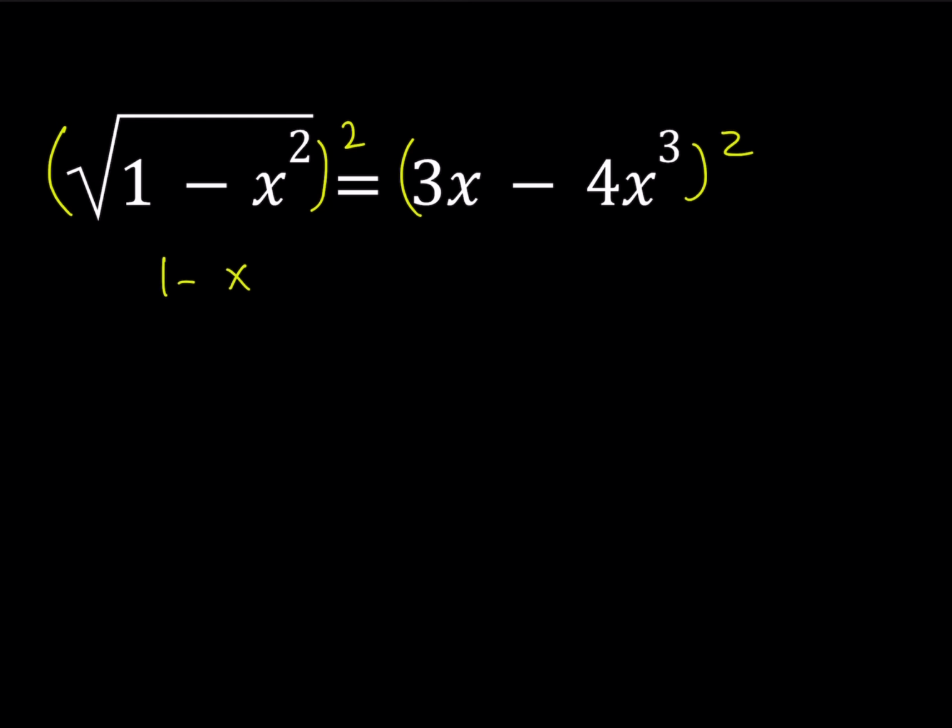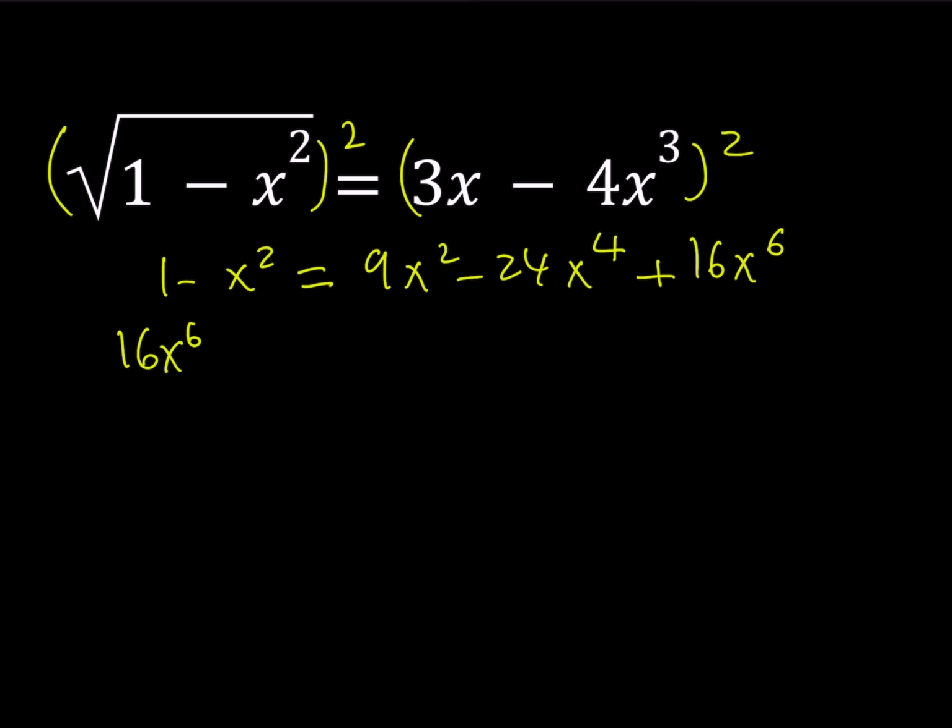1 minus x squared equals that expression squared, which is going to be 9x squared minus 24x to the 4th power plus 16x to the 6th power. Then if you put everything on the same side, you get 16x to the 6th power minus 24x to the 4th power. If you add x squared to both sides, you're going to be getting 10x squared, and then minus 1 is equal to 0.